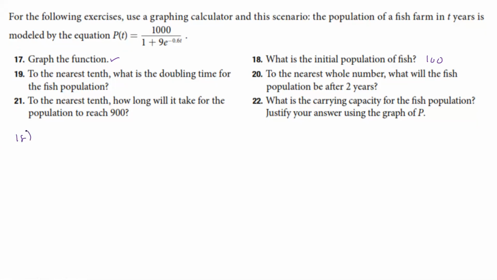Now, is there another way to find it? Sure, there is. So what we can do is we can say, well, P of 0 is equal to 1,000 divided by 1 plus 9 e to the minus 0.6 times 0. And so, well, e to the 0 is going to be 1. And so that's going to be 1,000 divided by 1 plus 9 times 1, which is 1 plus 9, which is 10. And so that gives us 100. So we got it from the calculator directly, and we also calculated it by plugging in the t equals 0.